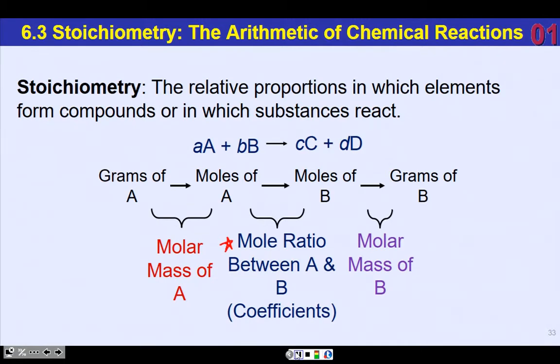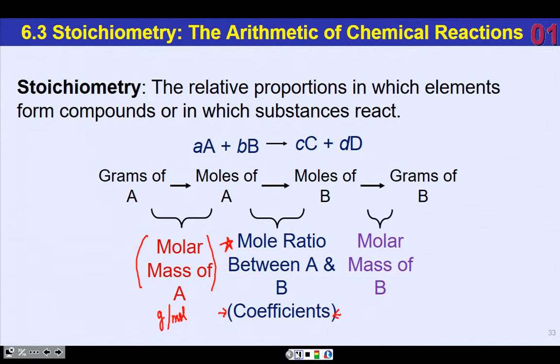So if you have A and B combining to make C and D, the number of grams of A can be related to its number of moles using a molar mass. And those are not hard to do. Remember, the units are going to be grams per mole. And then once you have that, you can determine the mole ratio between the two reactants, A and B, using coefficients from the balanced equation. So you always have to have the balanced equation before any of this makes any sense.